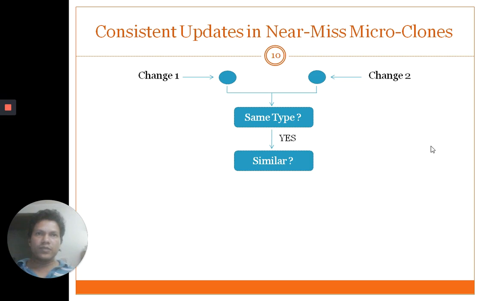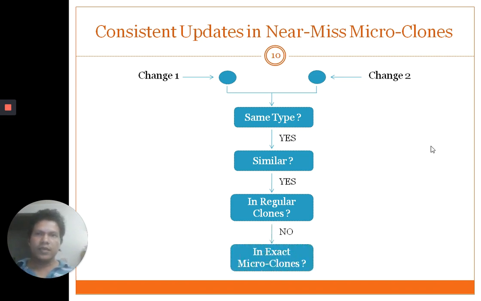If the changes are of the same type, we determine if the fragments that were changed are similar. We detect similarity between the fragments using the Dice coefficient. If the fragments that were changed are similar, we determine whether the changes occurred in regular code clones. If the changes did not occur in regular code clones, then we determine if those occurred in exact microclones.